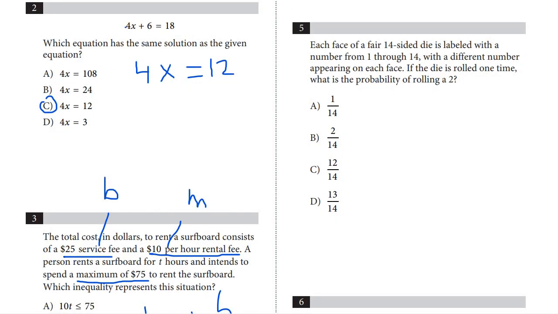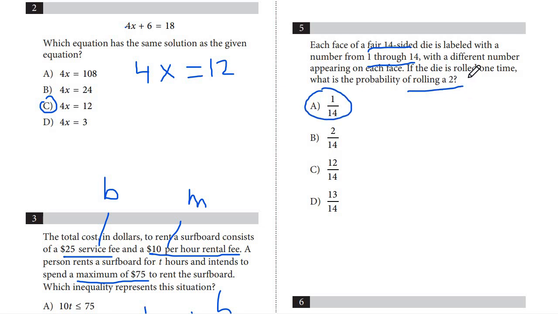Each face of a fair 14-sided die is labeled. So you can also just quickly underline the important information with numbers 1 through 14 with a different number appearing on each face. If the die is rolled once, what's the probability of rolling a 2? Well, 2 is just as likely as 1 as it is 3 as it is 4, so it's just going to be 1 out of 14.